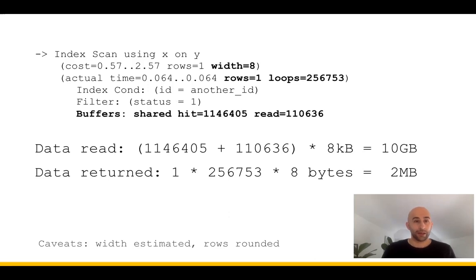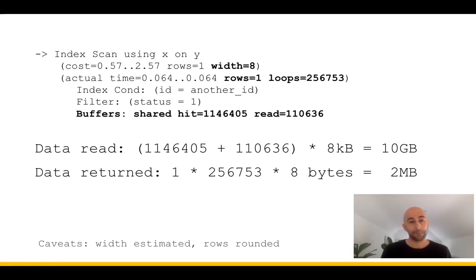Wonderful. So here's an example of how to calculate that. You can see that we have an index scan here, and I've highlighted the width, the rows, the loops, and the buffers. So firstly, to see how much is being read, we can look at the buffer numbers. Here we've done a simple sum of those, and multiplied it by the block size, which was 8 kilobytes, and that's a total of 10 gigabytes of data read in this case.